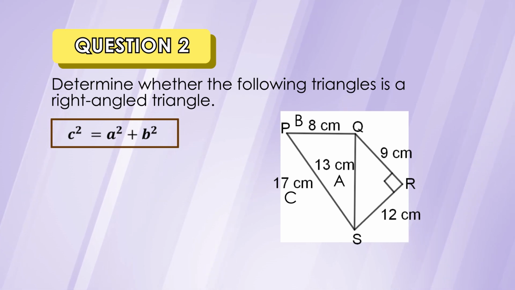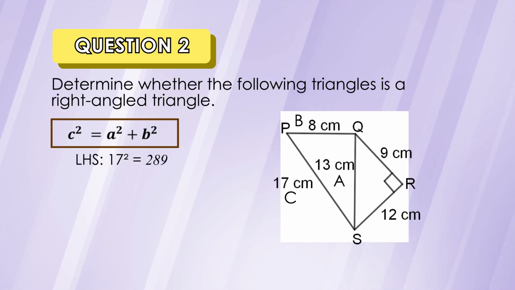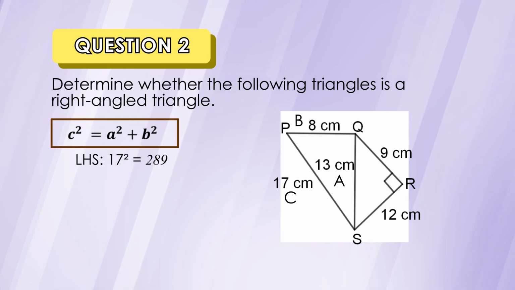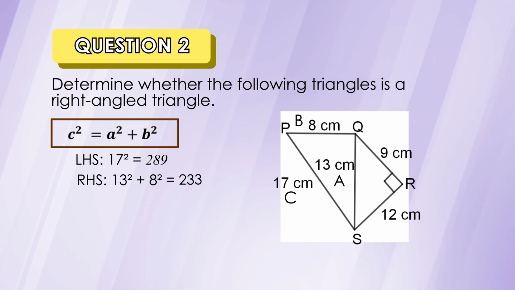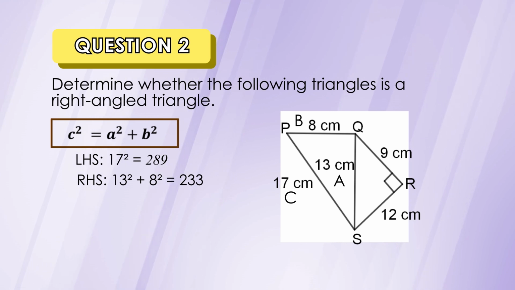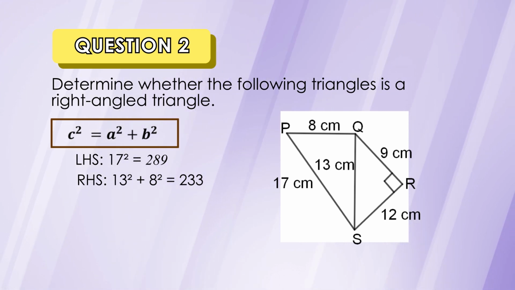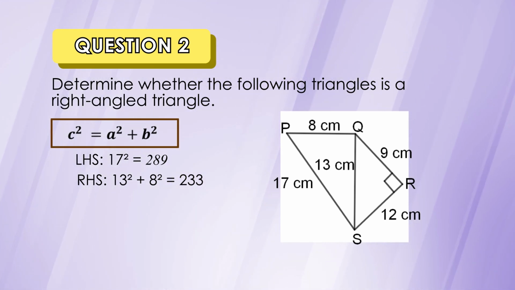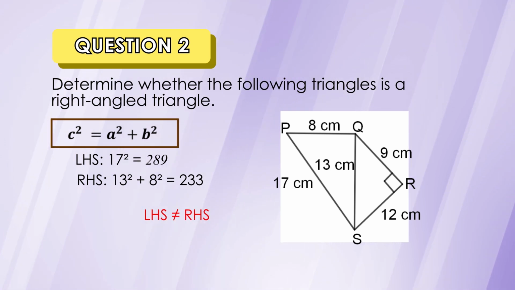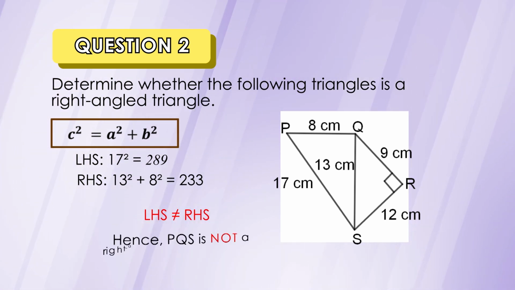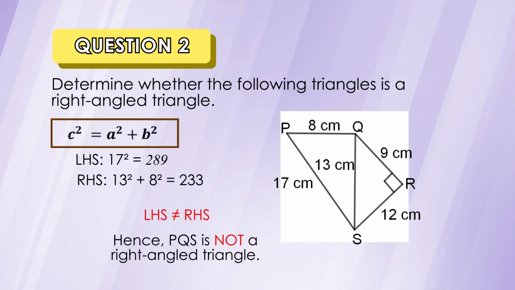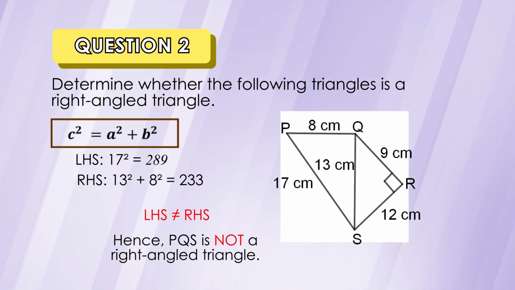Left-hand side will give you 289, while the right-hand side will yield 233. Aha! As you can see, the answers on both sides are not the same. Hence, PQS is not a right-angled triangle.